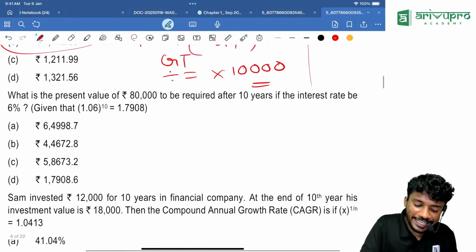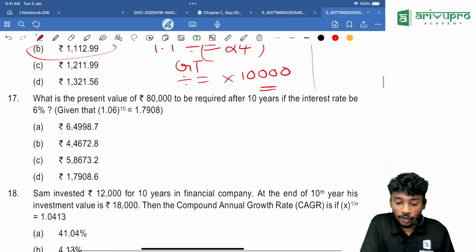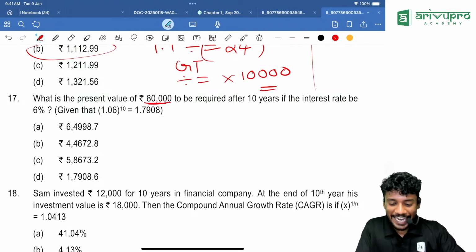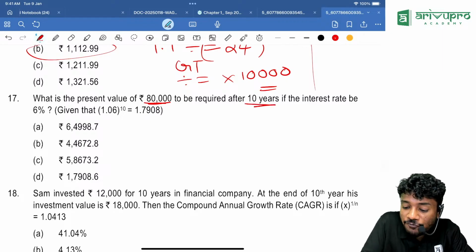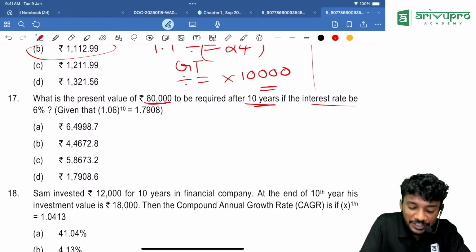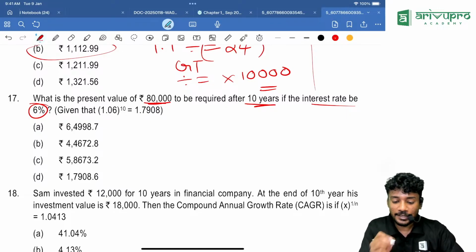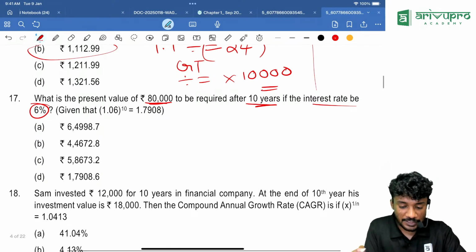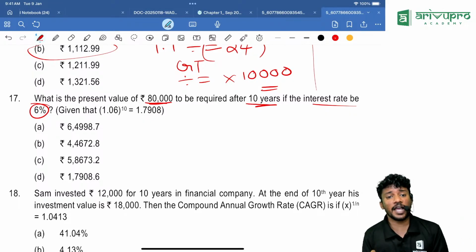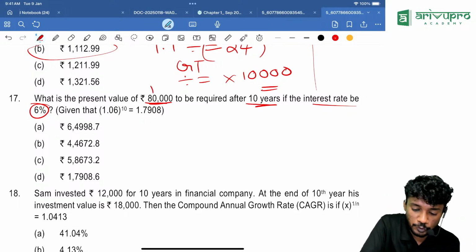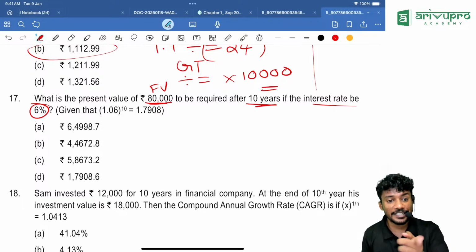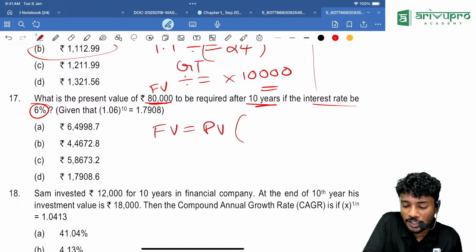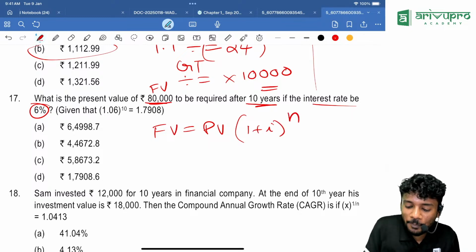Okay. Then next one. What is the present value of 80,000 to be required after 10 years if the interest rate be 6%? That means what is given here? Present value is not given. The 80,000 is the future value, and we need to find the present value. What is the formula? FV is equal to PV into (1 plus I) the whole power N.